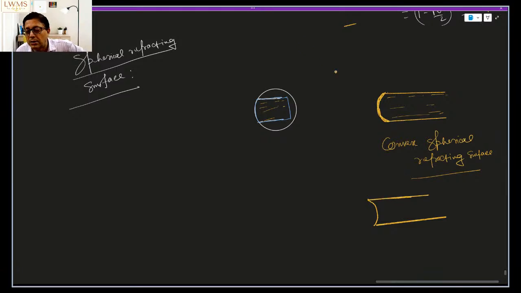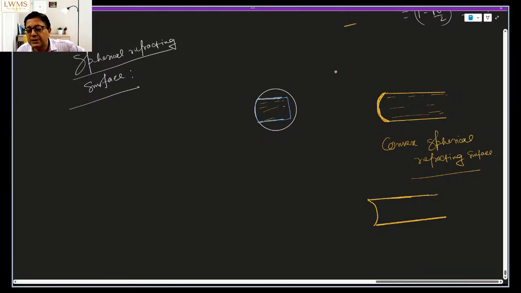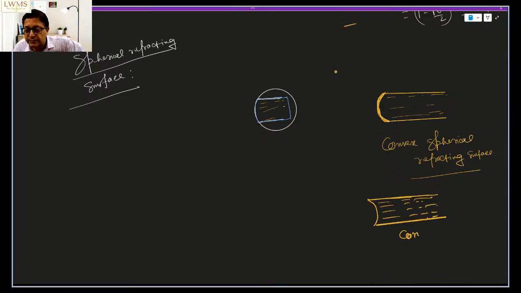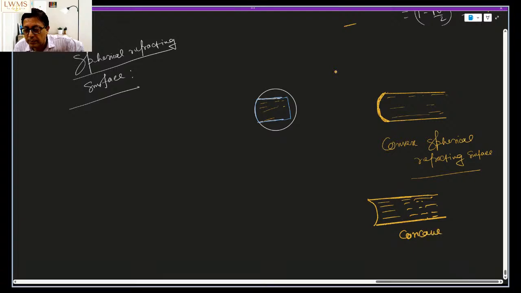Then that is called concave spherical refracting surface. This is concave spherical refracting surface. Okay?